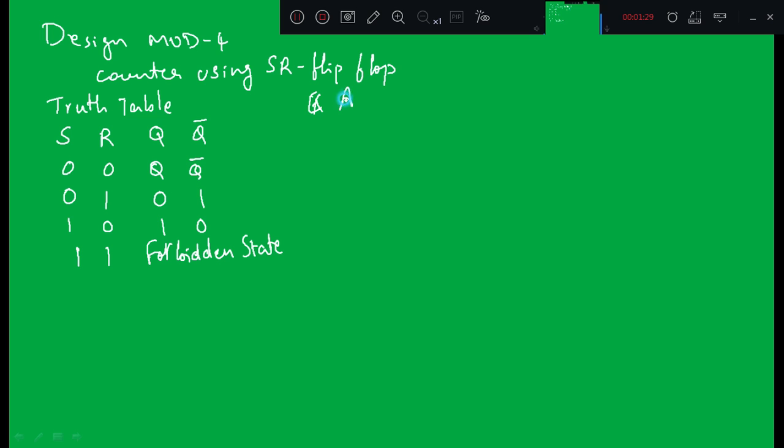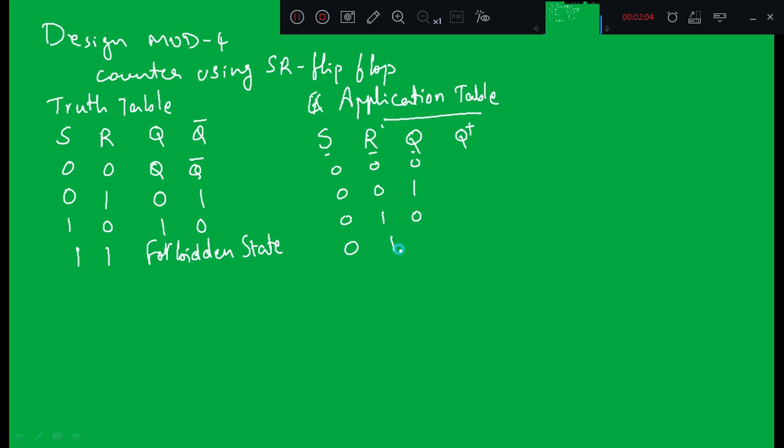With this truth table, we are going to write the next table, which is the application table of SR. So to write application table, we are going to consider the inputs S and R as the normal inputs. Q will be the previous output and Q plus will be the next state output. Since there are three inputs S, R and the previous state, which is Q, we can write total 8 combinations: 0 0 0, 0 0 1, 0 1 0, 0 1 1, 1 0 0, 1 0 1, 1 1 0, 1 1 1, right?